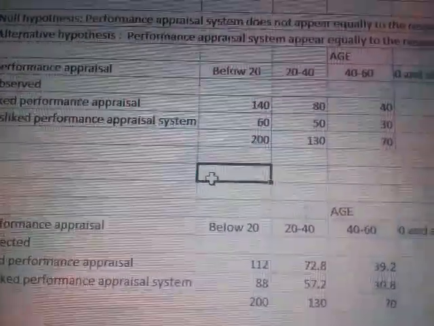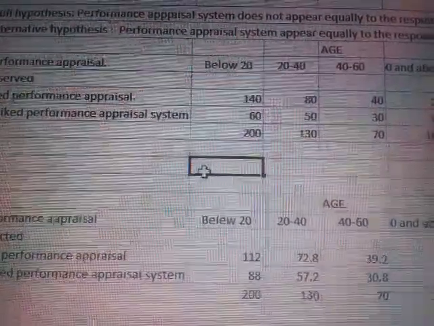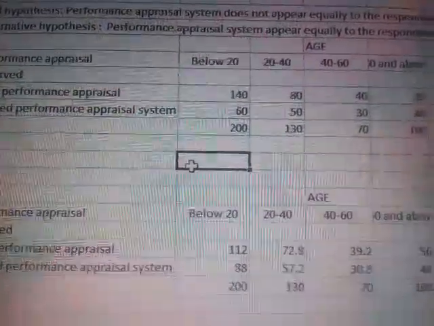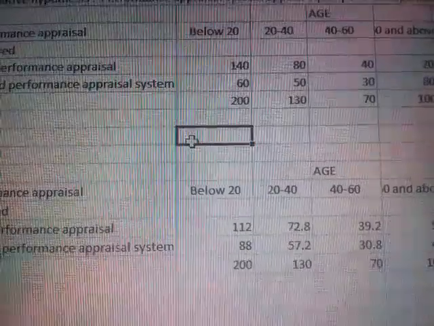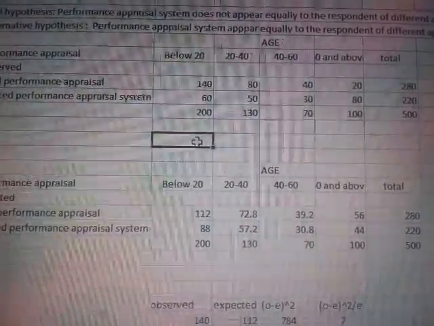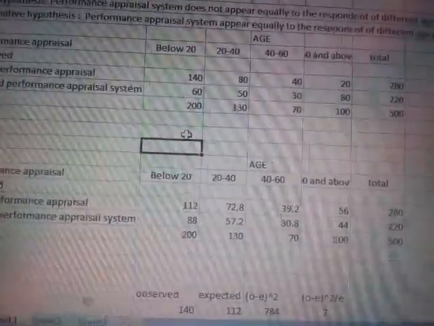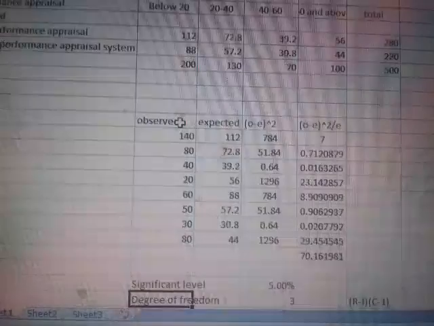Like this you have to calculate, or else you can directly use the formula: click your range, equal to chi-square test, open the bracket, and then you can find it. Or else you can use the direct formula CHITEST. So this is the best method. You can understand the theory also here.